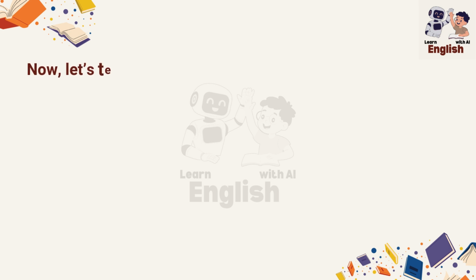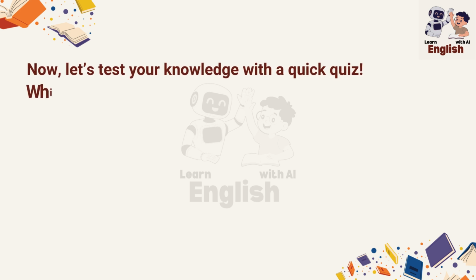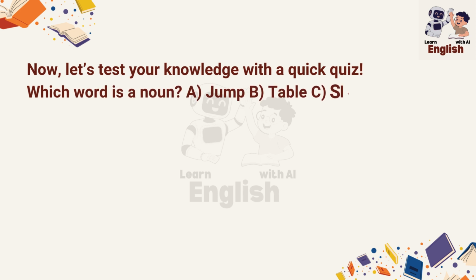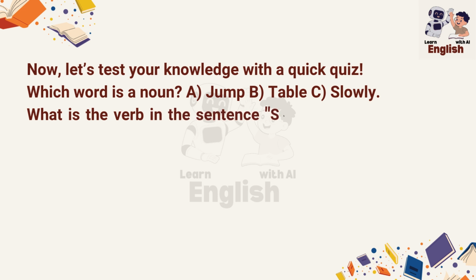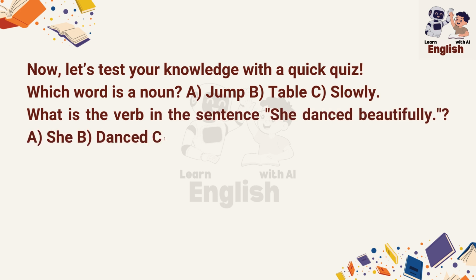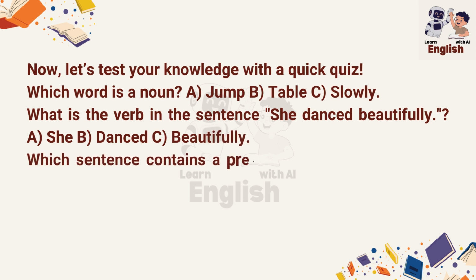Now, let's test your knowledge with a quick quiz. Which word is a noun? A. Jump. B. Table. C. Slowly. What is the verb in the sentence "she danced beautifully"? A. She. B. Danced. C. Beautifully.